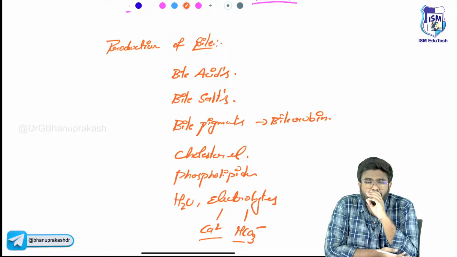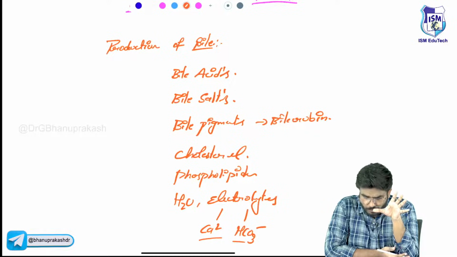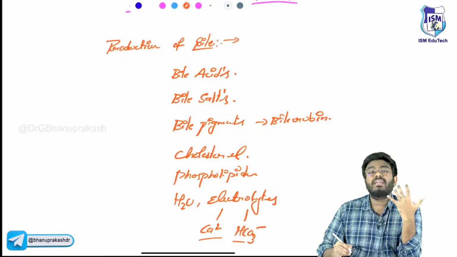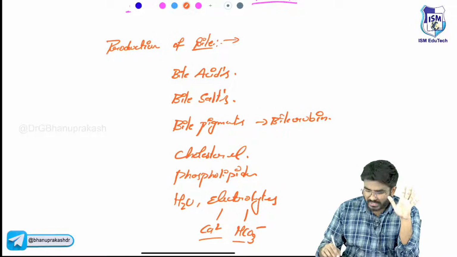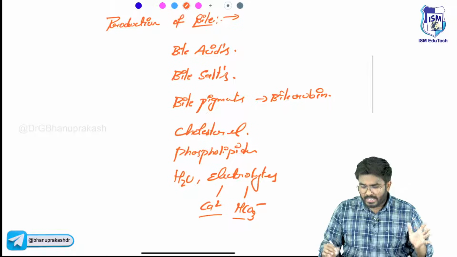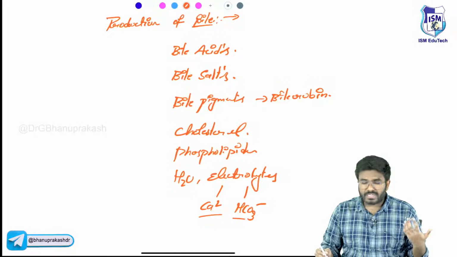So what is the first function of the liver? The function of the liver is to produce the bile. So what is the function of the bile? The function of the bile is helping in the digestion of the fats. Bile does not contain any enzyme. The bile by itself does not have any enzyme. Bile contains bile acids, bile salts, bile pigments, cholesterol, phospholipids, water, electrolytes.